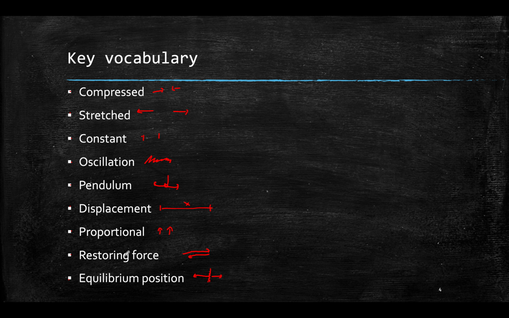Restoring force is the force that tries to bring an object back to the center again. If I lift a ball up, gravity will restore it back to the middle again. That's what it tries to do. If you pull on a spring, like a block on a spring, the spring will try to bring it back to the middle. The middle we call the equilibrium position.